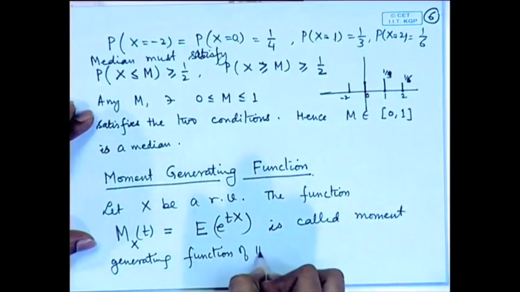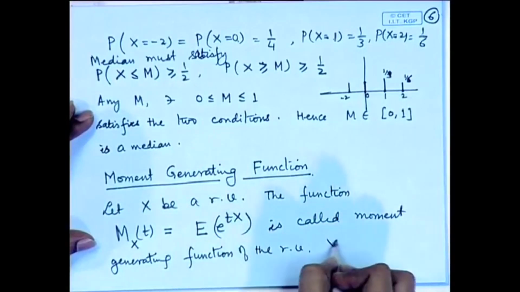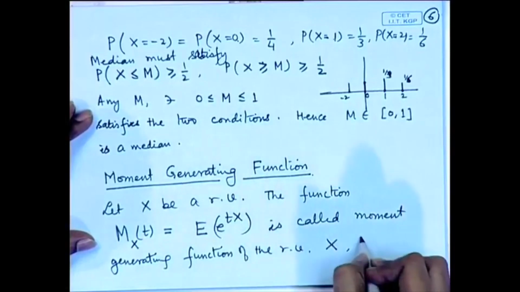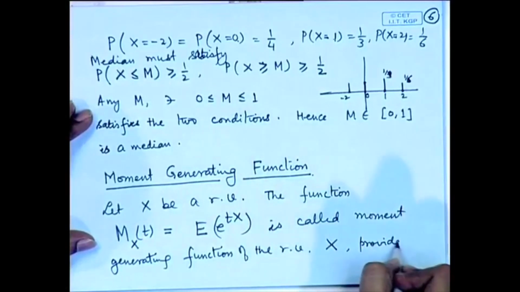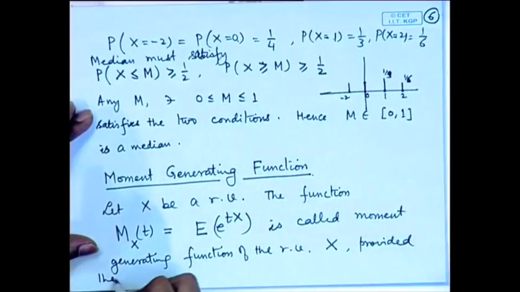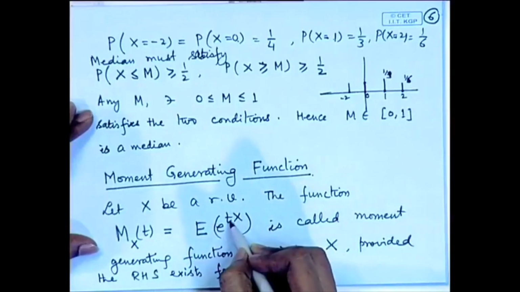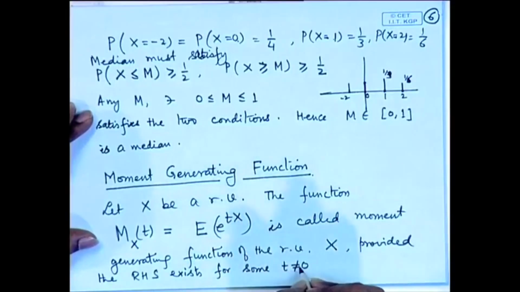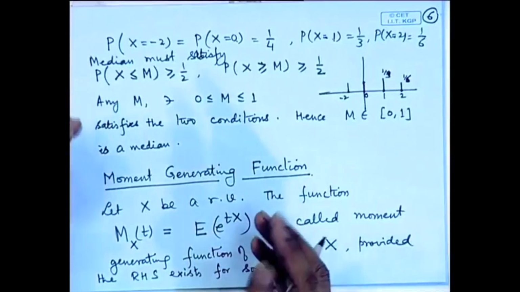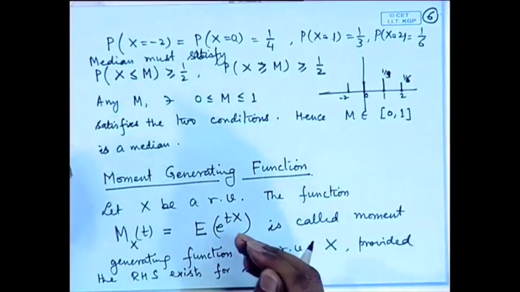of the random variable X, provided it exists, provided the right hand side exists for some t not equal to 0. As you can see here, at t equal to 0, this will always exist. So for t not equal to 0, it should exist, that means, in a neighborhood of the origin. If it exists, then we say that the moment generating function is well defined.